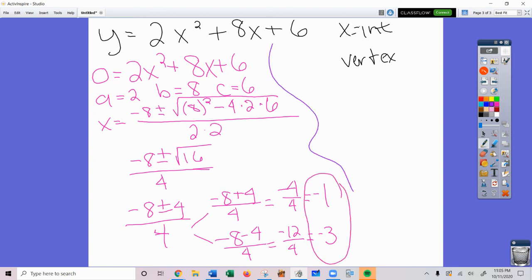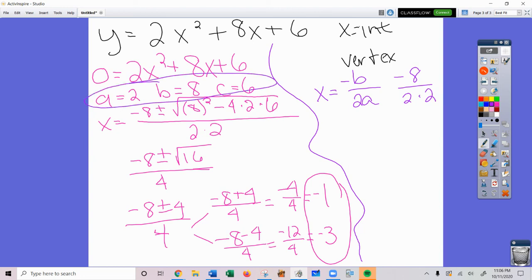Now for the second piece, to find our vertex, what formula do we need to use to find our vertex? We should have picked x equals -b over 2a. So in this case, we're going to say -8 over 2 times 2, right? We already have our a, b, and c over here. Okay, so what is our x value going to equal? Well, we have negative 8 over 4. So negative 8 divided by 4 gives us a negative 2. So our x value should be negative 2.